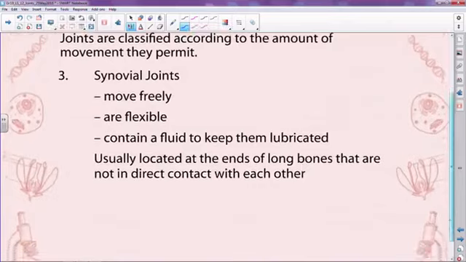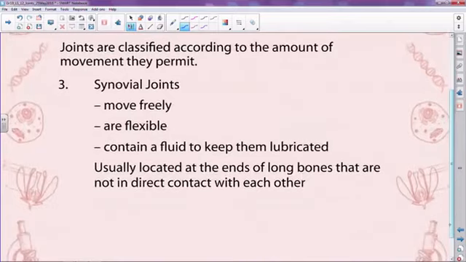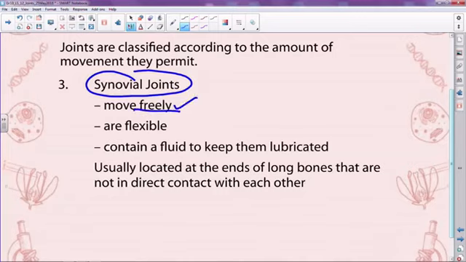Now, what you're going to see now is that we are going to look at what is called a synovial joint. Now these synovial joints, look what they're able to do. They can move freely. They are flexible, which leads us to the third one. They contain a fluid to keep them lubricated.